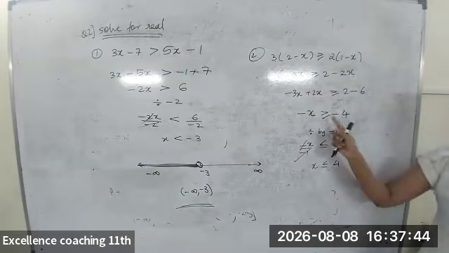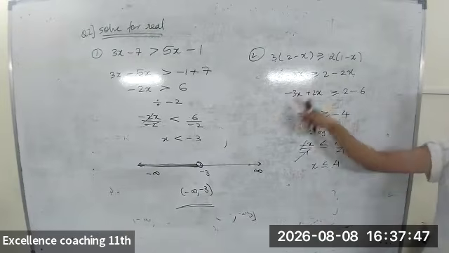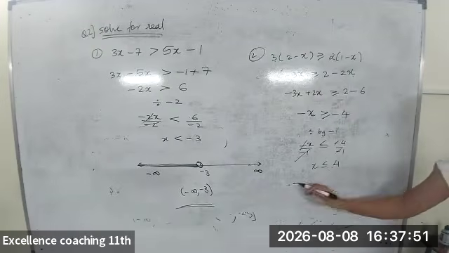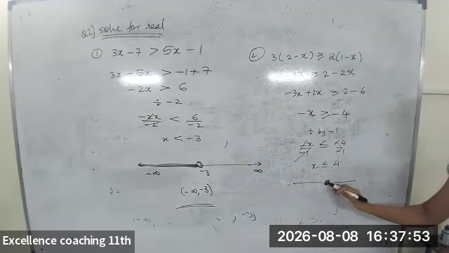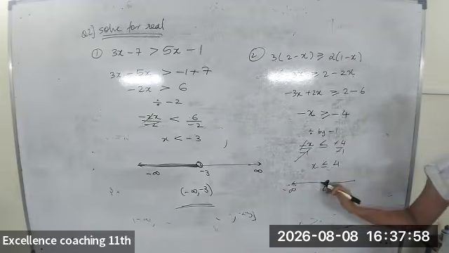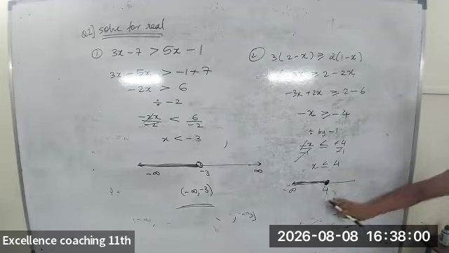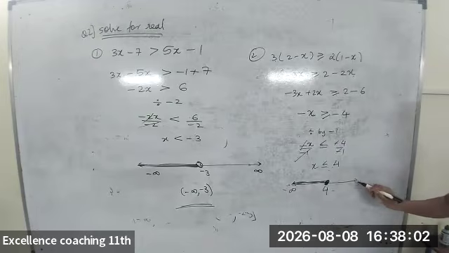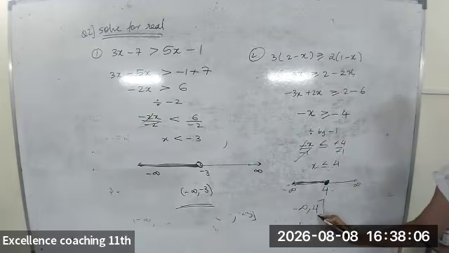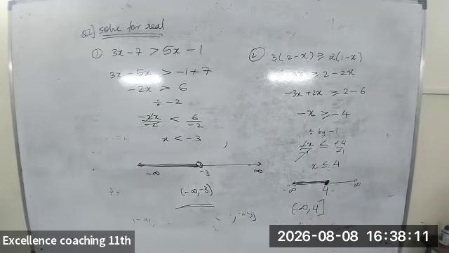Or if you want, you could have exchanged. If you take x on this side, and bring 4 this side, then also you'll read it the same. X is smaller than 4. So put it here. Now you have to shade. Since there is an equal to sign, stop here.